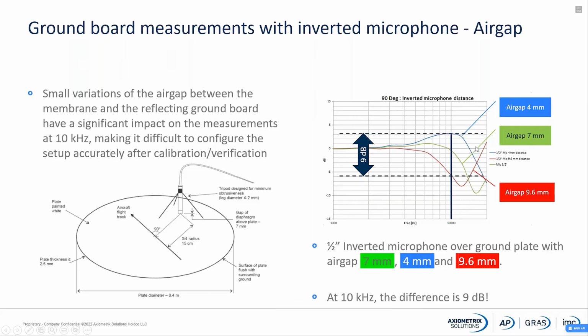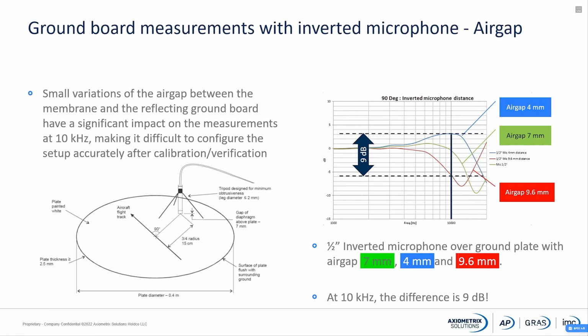If we change the air gap, having only 4 millimeters, you see it's starting to be offset already at 4 kilohertz or something like that. Then it goes up to plus 3 decibel, and then it drops off. And if you take an air gap of 9.6 millimeter, you can see that it is dropping off too fast. If we just take a fixed point at 10 kilohertz, you can see that the variation is actually 9 decibel between the different air gaps.